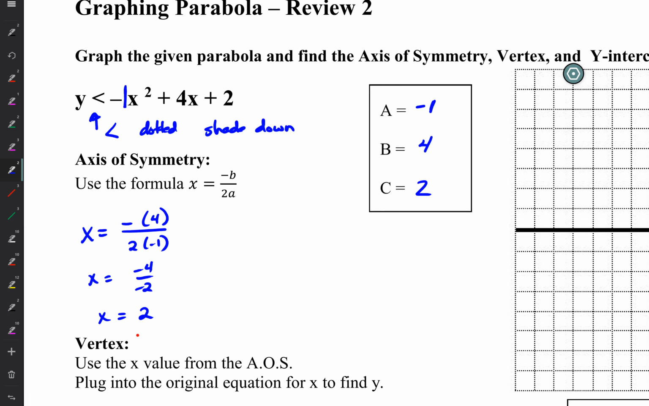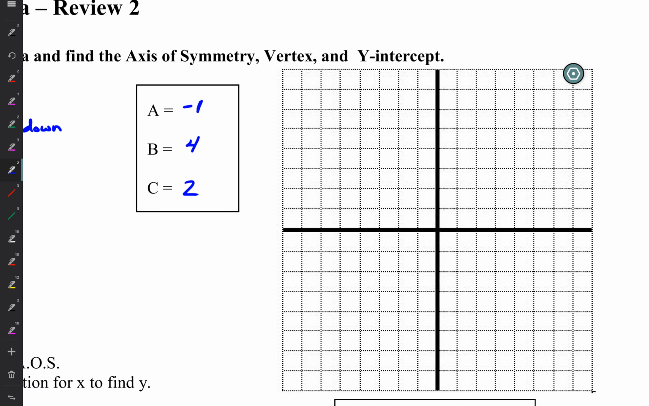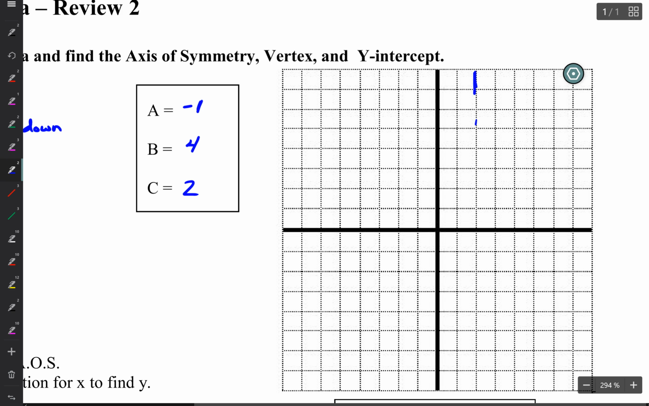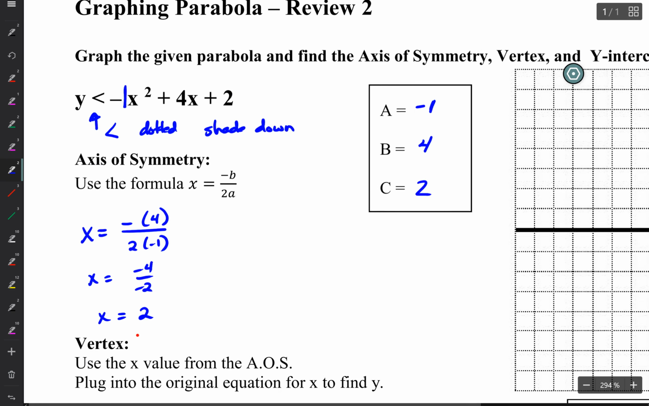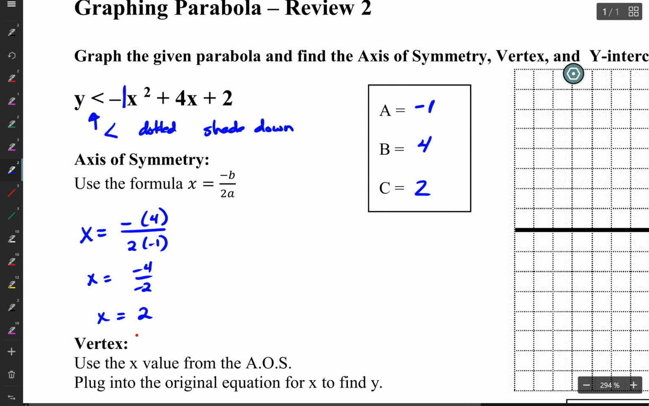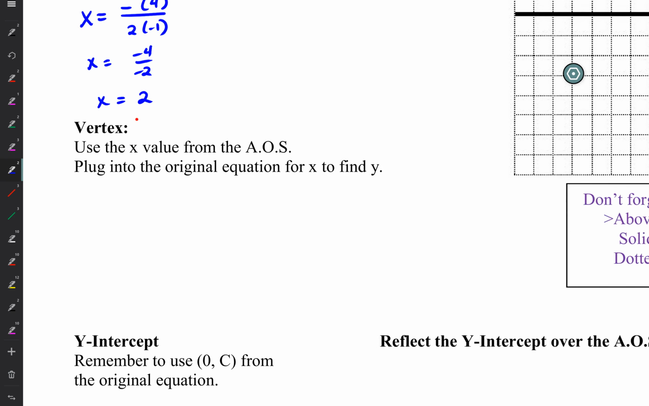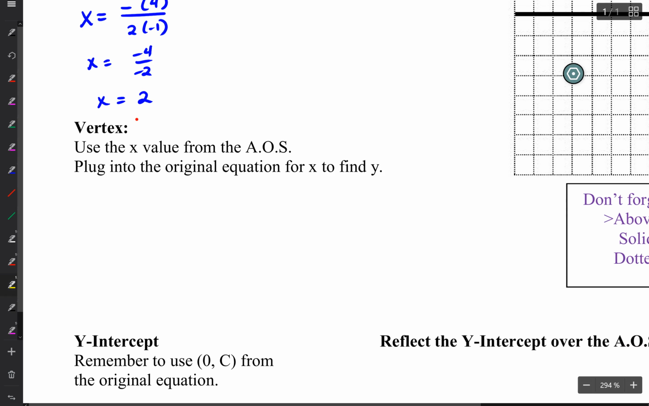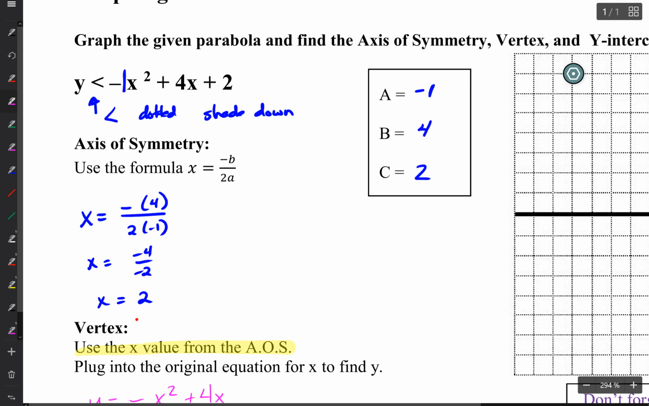So now I'm going to take that value of 2, and I'm going to come over here. I'm going to put a dotted line at x equals 2. And that dotted line, remember, is called the axis of symmetry. All right. That being said, we're going to use that x value from the axis of symmetry, hence why I wrote this right here. And we're going to plug that in to our problem, which was y equals the opposite of x squared plus 4x plus 2.